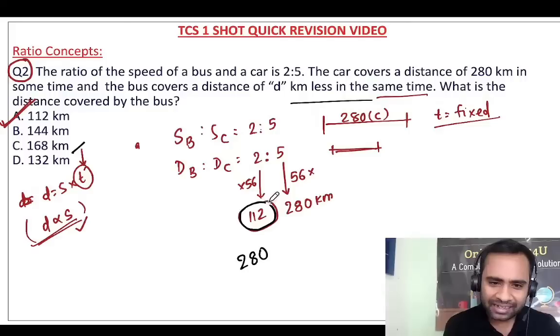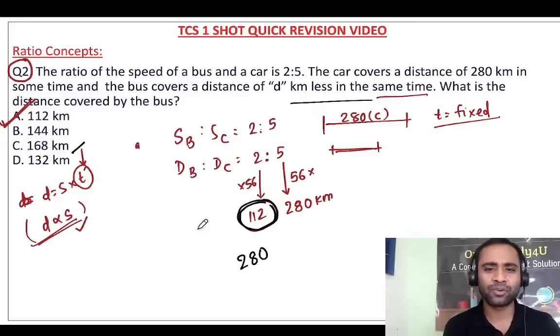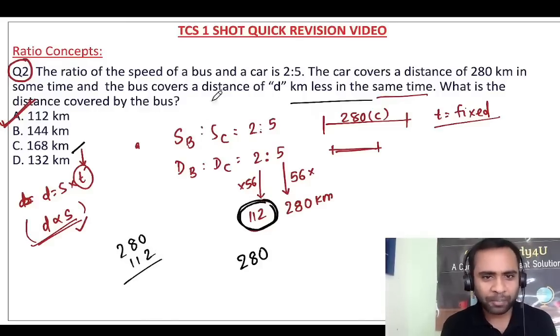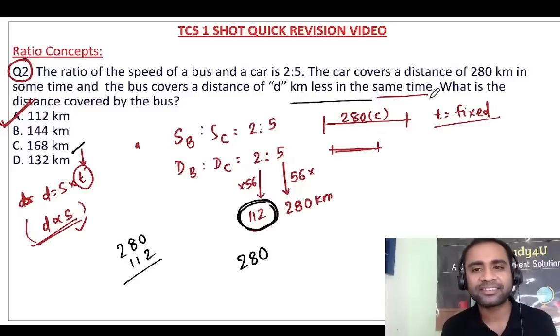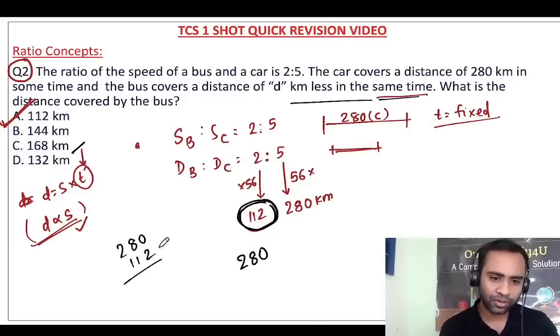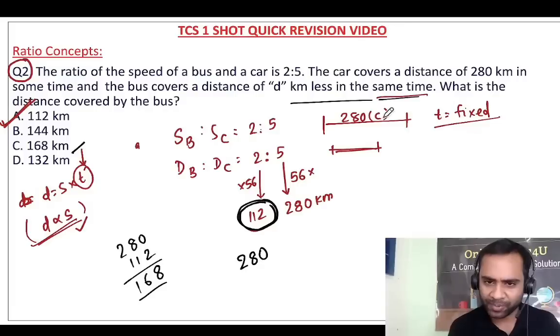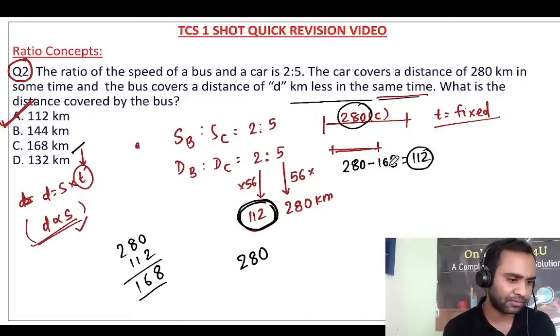No, see, this is the distance covered by the bus, man. So why are you subtracting this from this? See, the bus covers a distance of d kilometer less in the same time. How much distance is it covering? See, 10 minus 2 is 8, and 8 minus 1 is 6, here 7 minus 1. This is the less distance. So basically, the car is covering 280, and the bus is covering 112.